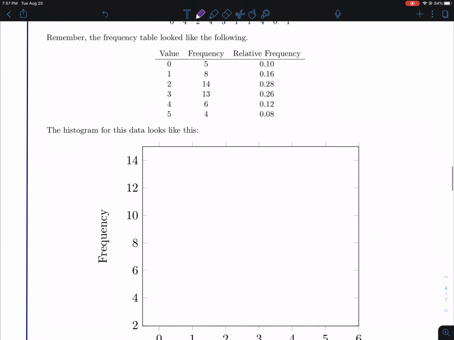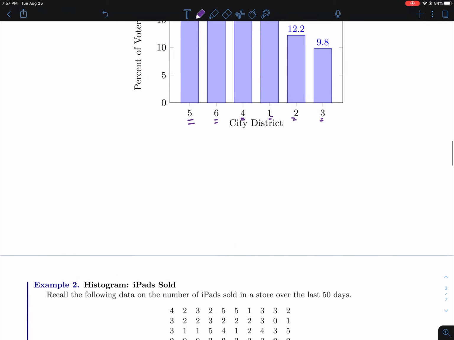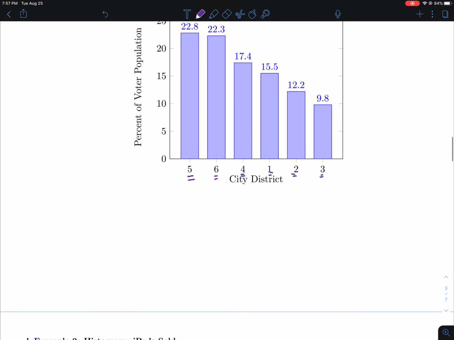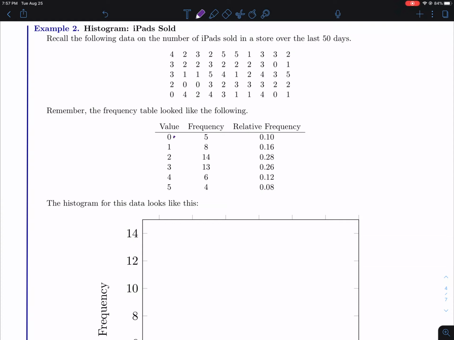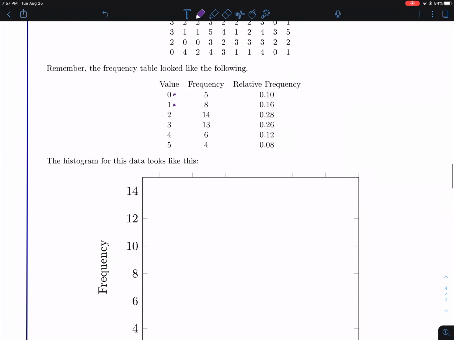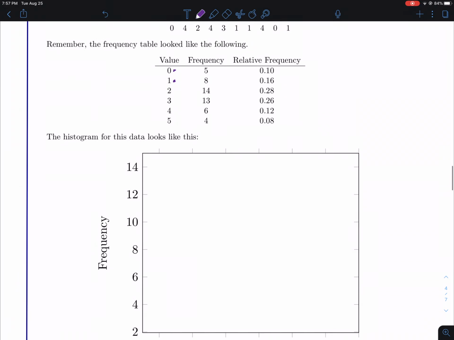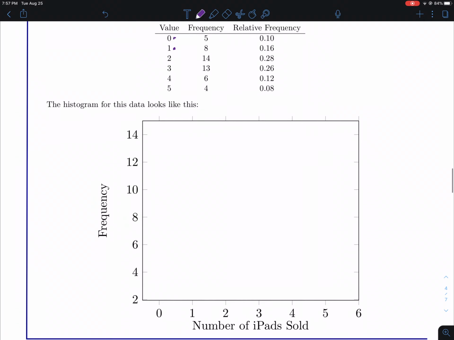Now unlike the bar chart, remember with the bar graph we tried to center the bar in the middle of the number. Here I want to start wherever this value is and end where the next value is. Again, I don't want to leave any gap. There's no social distancing going on when we're talking about a histogram. So for value 0, I want a frequency of 5. I start on the 0, go up to where 5 would be, go the whole way over to 1, and then drop down.